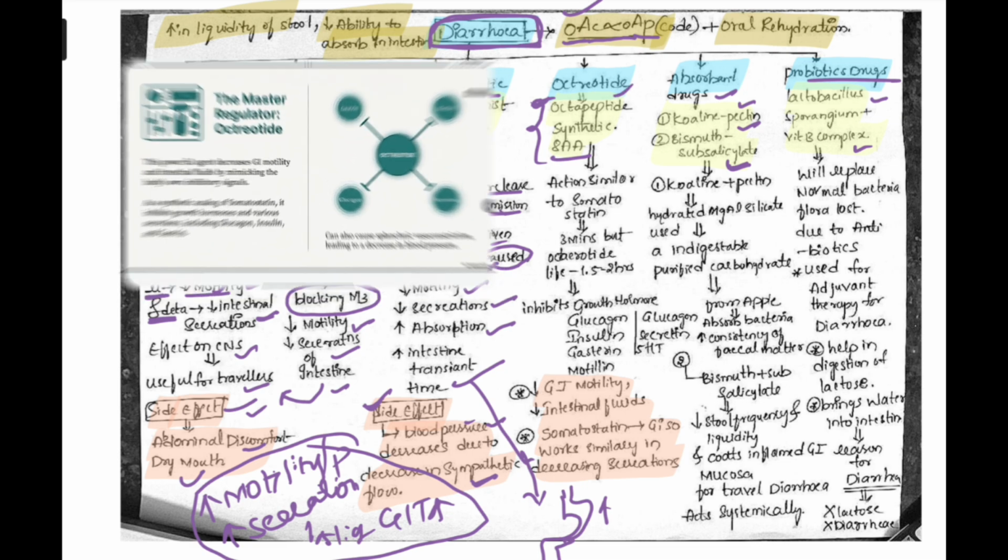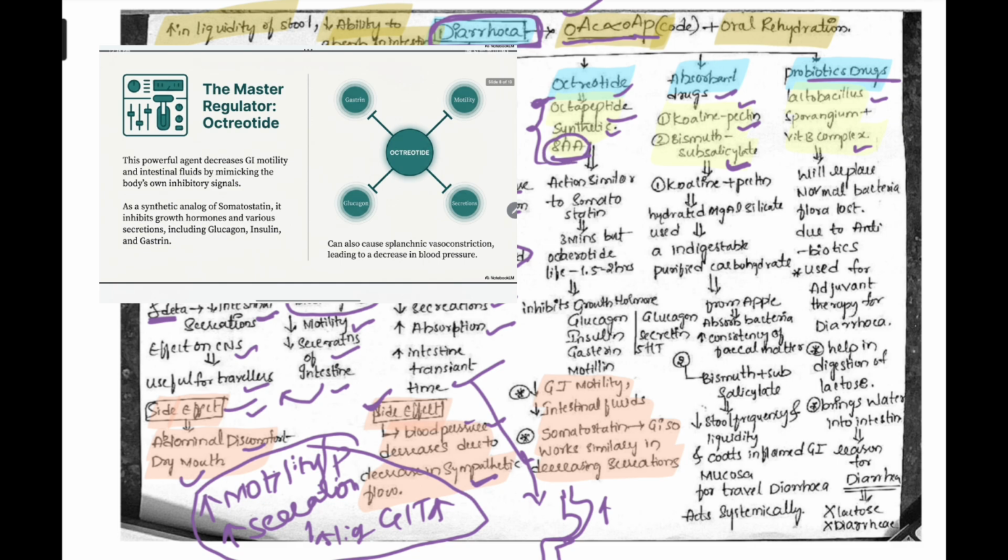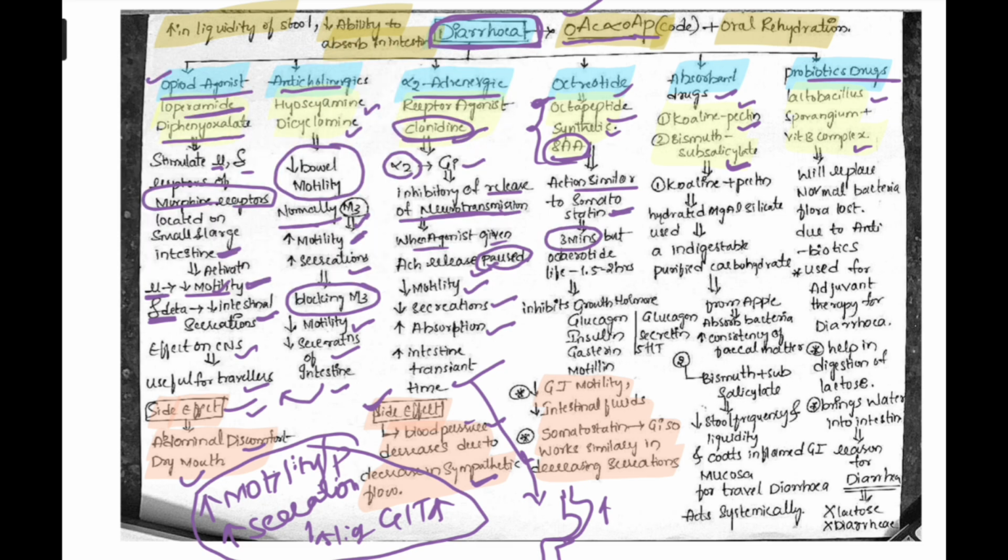Octreotide is a synthetic octapeptide, containing 8 amino acids, which acts similarly to somatostatin. Somatostatin lives for only 3 minutes in our body, but octreotide, with a similar action, stays 1.5 to 2 hours. Octreotide inhibits growth hormone, glucagon, insulin, gastrin, motilin, secretin, and 5-HT3. So octreotide decreases GI motility and intestinal fluid. Somatostatin also works similarly, decreasing the secretions. Octreotide works similarly to somatostatin.